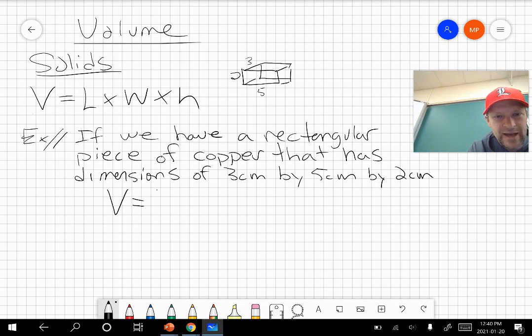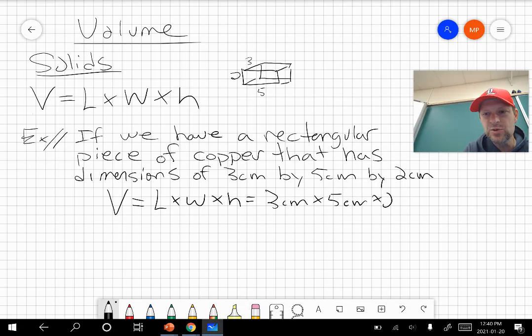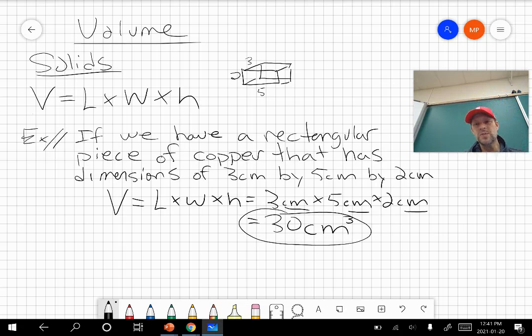So the volume of that being length times width times height is going to be 3 centimeters times 5 centimeters times 2 centimeters, which gives me a volume. 3 times 5 is 15 times 2 is 30. So that's 30. And when you multiply centimeters times centimeters, you get centimeters cubed. That's the superscript for volume. If we were finding area, then it would be centimeters squared, but volume is centimeters cubed. So that's for solids, or a regular solid, like a rectangular prism.